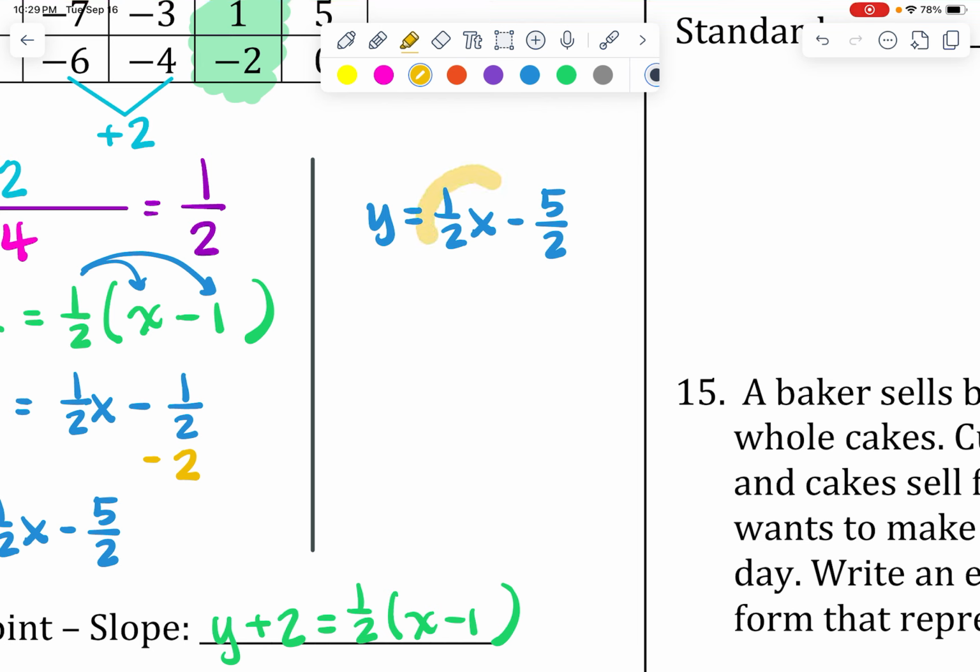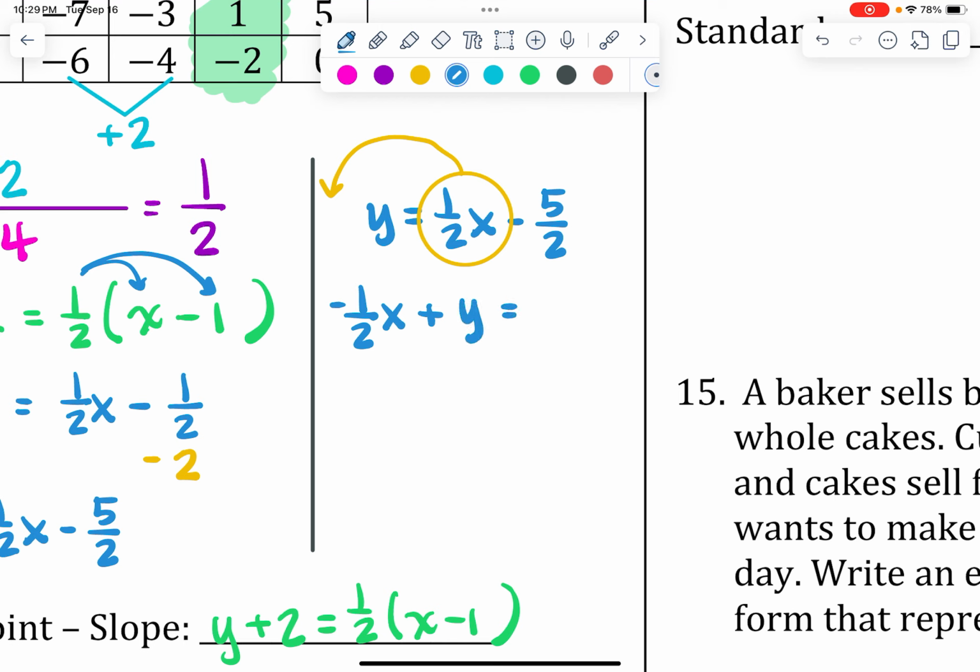So standard form, we have to get all of our x's to the left to join our y's so that it's ax plus by. So we need to move this positive 1/2 x, but we just can't move it over. If he hops over an equal sign, he has to change sign. So he becomes a negative 1/2 x on the other side, plus y equals negative 5/2. I'm kind of covering up my negative a little bit there, so be careful.